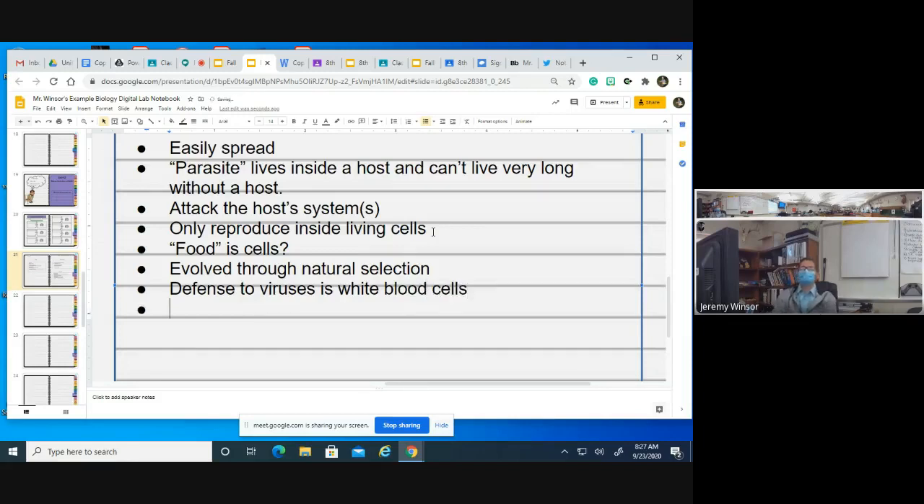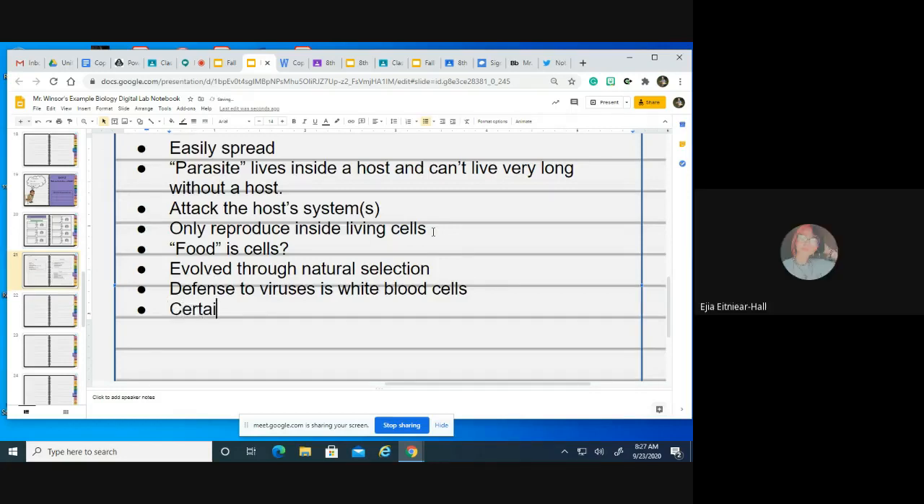Okay. What other discoveries did we make? Okay, there are certain ways to help us treat. Windsor. Yep. Can I say this? Can I go? Yeah, go ahead.